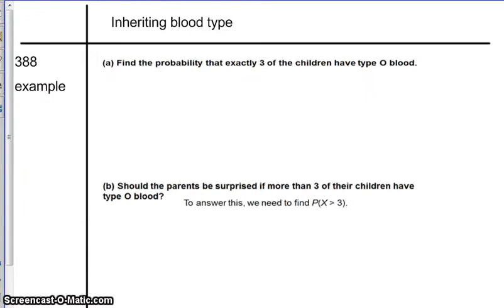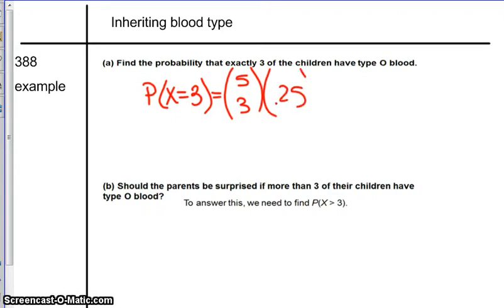So what's the probability of exactly 3? Well, that means the probability that X, my random variable X, which talks about the number of kids with type O, is 3. Okay. So I have 5 kids, I need to choose 3 of them. Probability of success is 0.25. I want 3 successes. Failure is 0.75. I want 2 failures, or 2 of those.